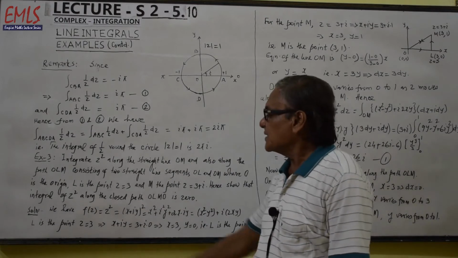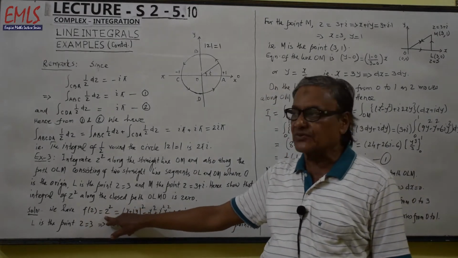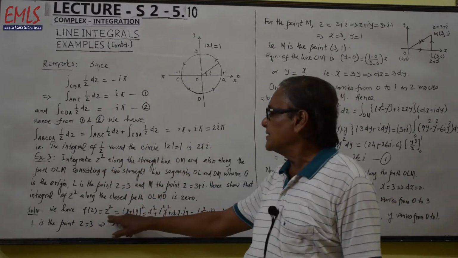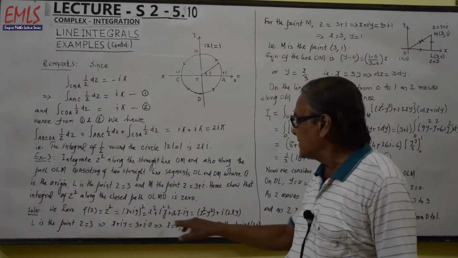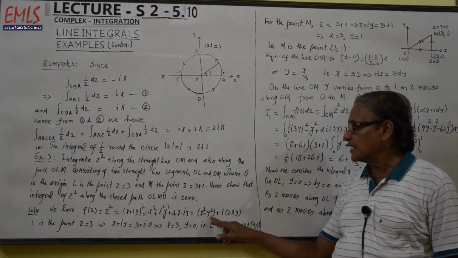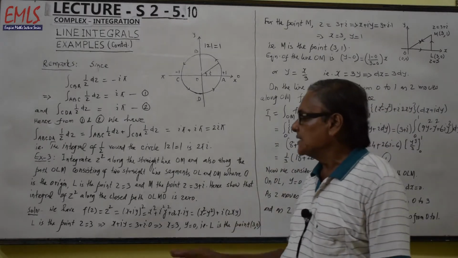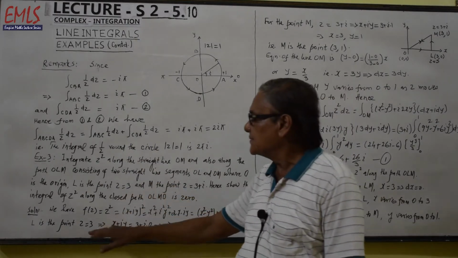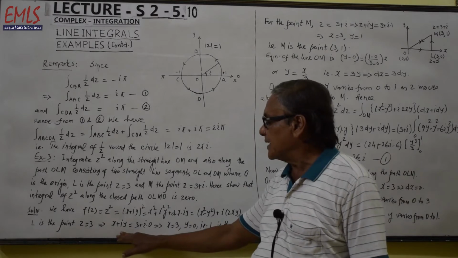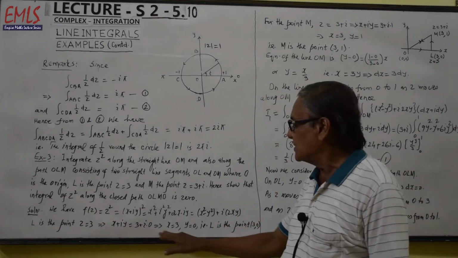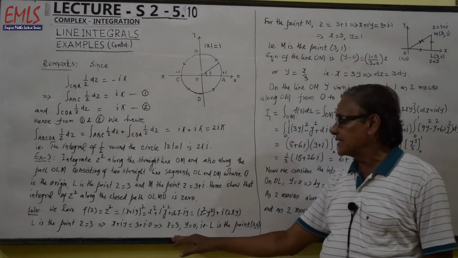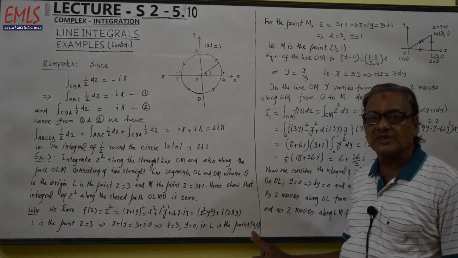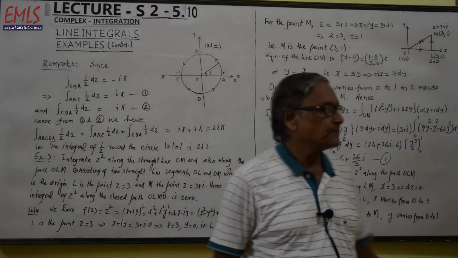Solution. We have f(z) equal to z square, and we have to find the integral of this z square. So f(z) is z square and z is x plus iy. On simplification we get x square minus y square plus i times 2xy. L is the point z equal to 3, the given point. Putting the value of z, x plus iy equals 3 plus i into 0. Equating real and imaginary parts, we get x equal to 3, y equal to 0. That is, L is the point (3, 0), the coordinate of the point L in Cartesian form.